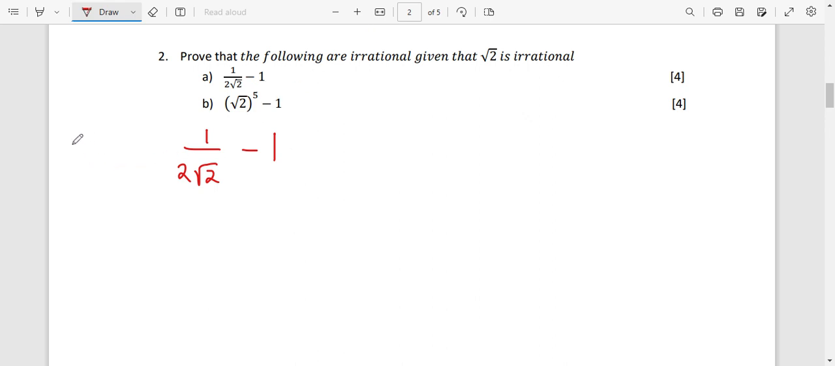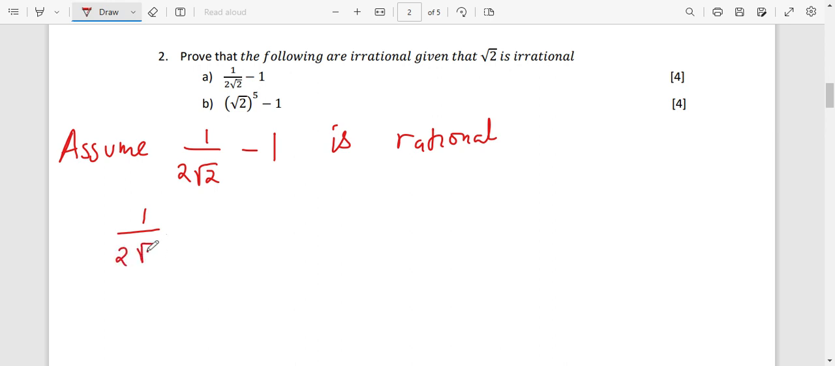The first thing, dear friends, is you use the assumption or contradiction method. So assume 1 over 2 square root of 2 minus 1 is rational. If you don't write this, everything you do is meaningless, because how do you say at the end that it is contradicting if you didn't assume? So first assume what you've been given is rational. And you know that when a number is rational, it can be written in the form of what?